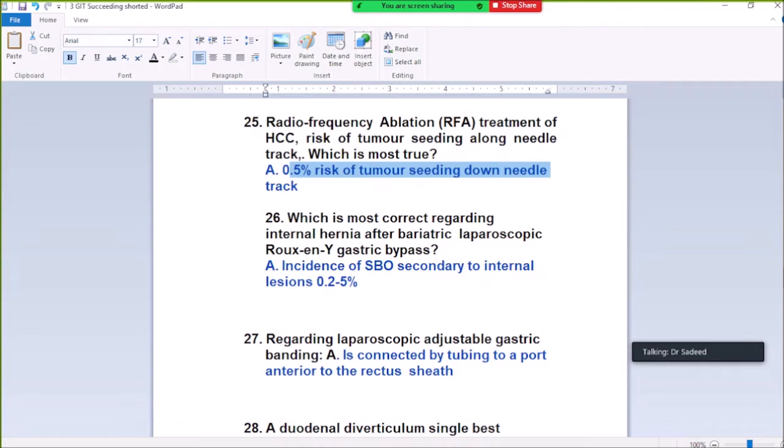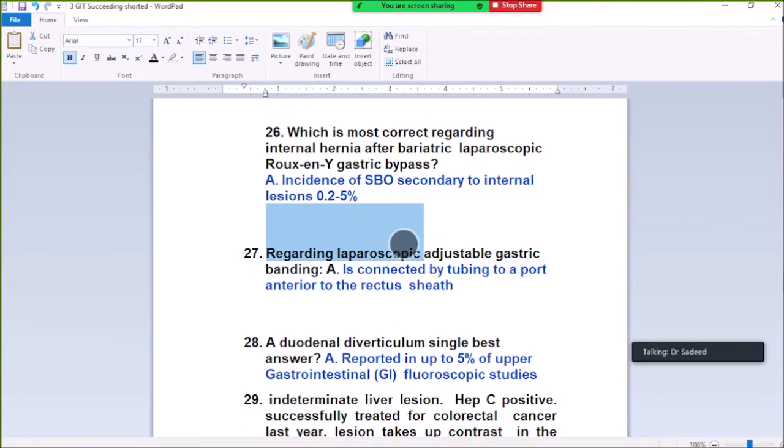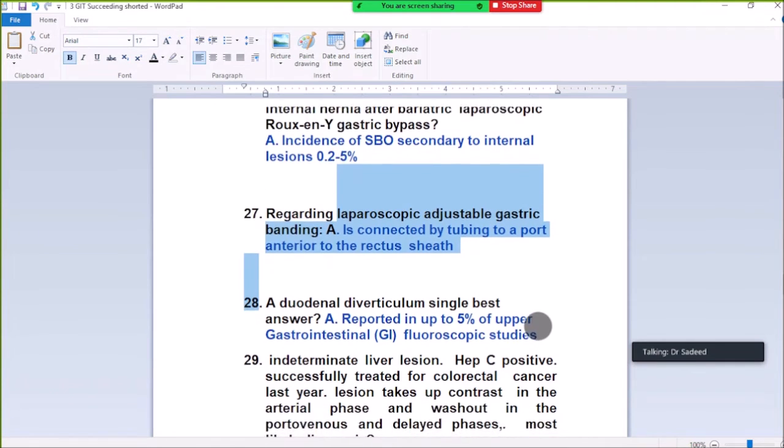Question number 26. Which is most correct regarding internal hernia after bariatric laparoscopic Roux-en-Y gastric bypass? Incidence of small bowel obstruction secondary to internal hernia is 0.2 to 5%. Question number 27. Regarding laparoscopic adjustable gastric banding, it is connected by tubing to a port anterior to the rectus sheath.